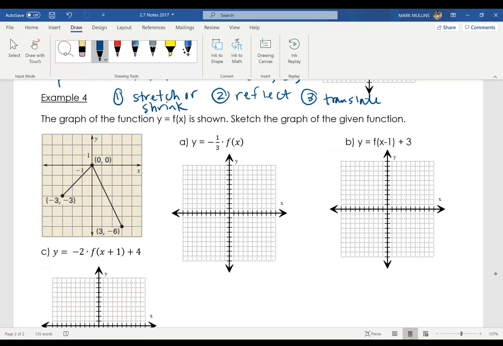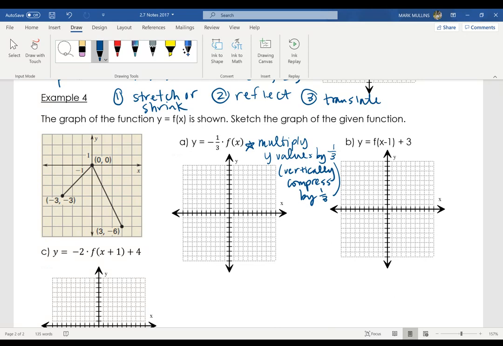So let's go ahead and take a look at A. A says -1/3 times f of x. So what I'm really doing is multiplying my y values by 1/3. So that's really vertically shrinking by 1/3, or vertically compressing. So vertically compressed by 1/3. That's what I'm really doing there, and that's my first step, my stretch or shrink step.